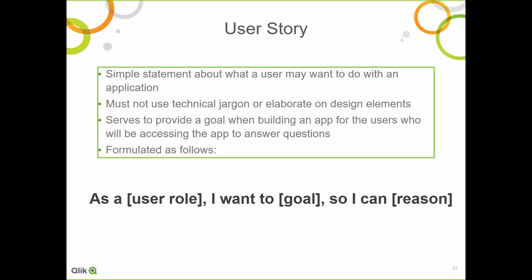Pretty much it's formulated as the line shown below. So as a user role, which you're going to fill in, I want to have a certain goal so I can use this app for a reason. If you were building this app for a CEO or a finance manager or a CFO, you're going to fill in the blank on what the user role is, what they want to do with this app, and what reason they have for using this app.